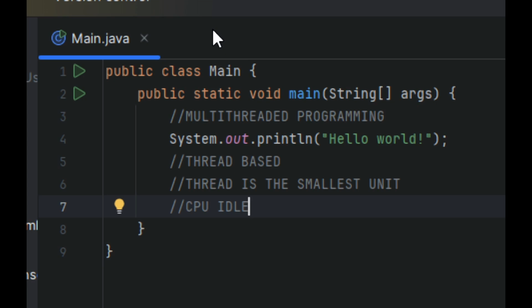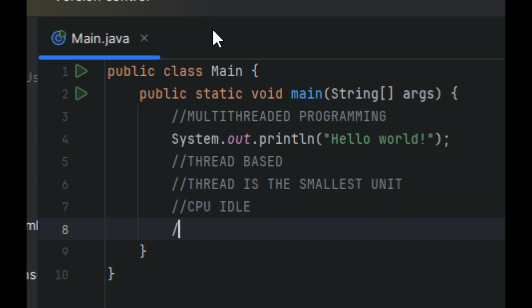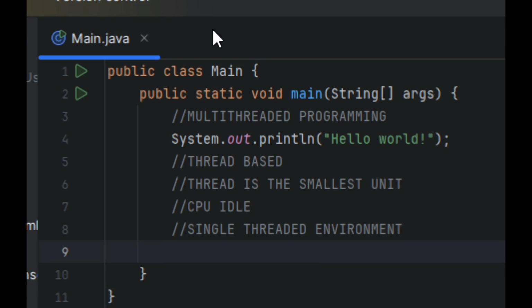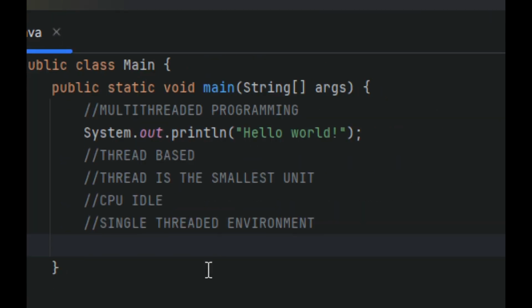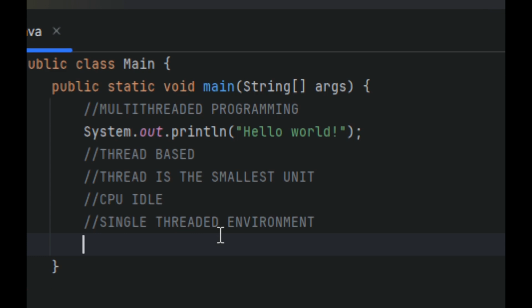Now, for us to be able to understand this, we need to understand the single threaded environment. What happens in the single threaded environment? Basically, it is of essence for us to understand that there is more idle time here, because your program has to wait for each of the tasks to finish before it can proceed to the next task. Most of the time the program is idle, maybe waiting for input.